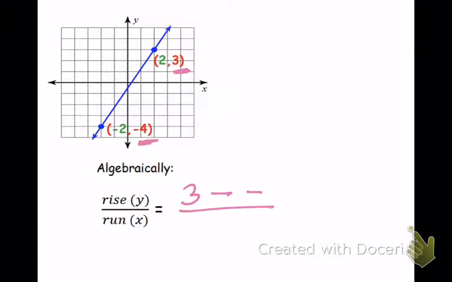I need to put -4. So a very common mistake is to forget the subtraction and just put 3 minus 4, and not even think about that. I'm supposed to be subtracting when there's a negative, so it's a double negative. Same thing for the x values.